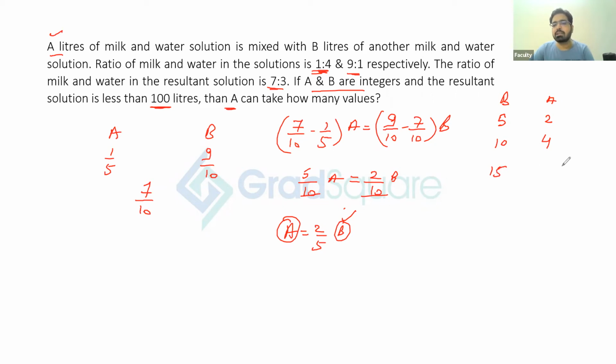But if there is a confusion, take one more value, take 15 over here. And what will happen over here? 3 into 2 will be 6, right? So this is going to continue like this. But what we also need to understand is A plus B should be less than 100, right? So we will try to approximate the values over here. And let's say, suppose I put the value 50. If I put the value 50, because it is convenient for me, I'll get the value of A as 20. So that's pretty easy for me.